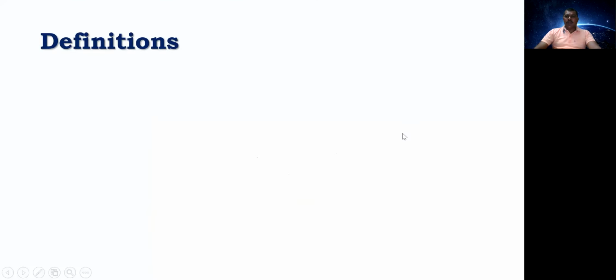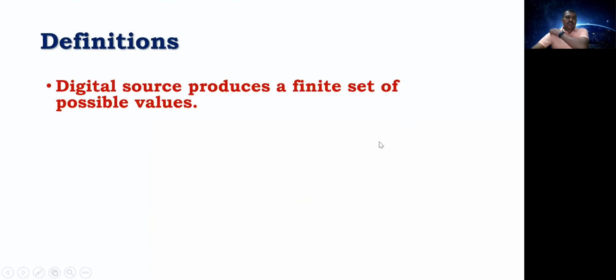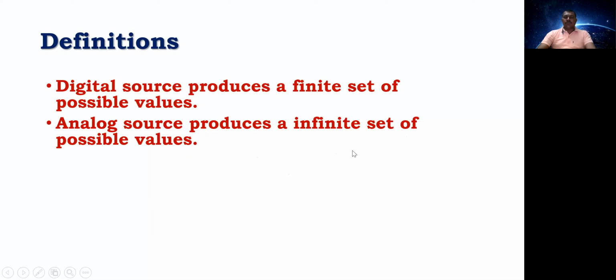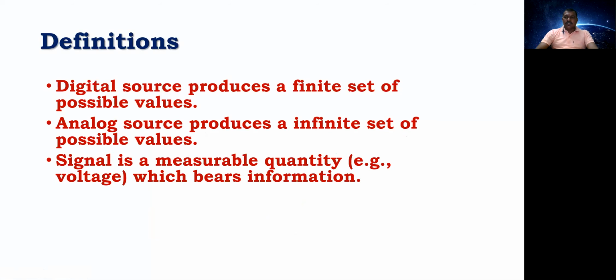Now, why do we require digital? The definition of digital is that a digital source produces a finite set of possible values. Right? An analog source produces an infinite set of possible values. So these are all the definitions. So the analog signals that are to be digitized are worked out by the analog to digital converters.